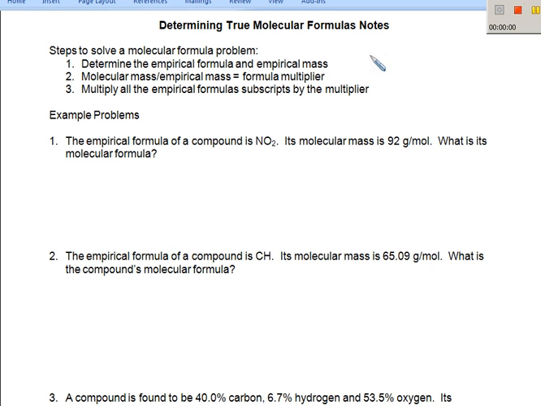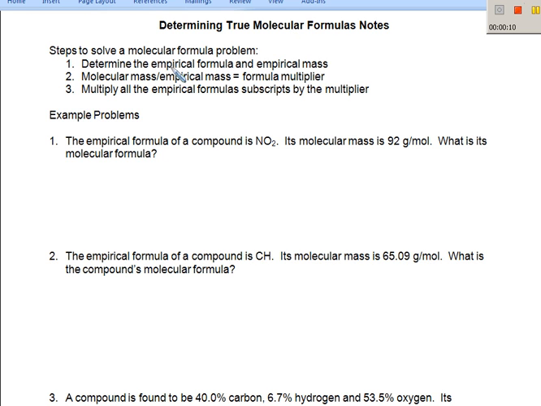This is Chapter 7, and we're going to be looking at determining molecular formulas. So here are the steps to solve molecular formula problems. In this case, you're going to be given some experimental data, and from that you have to determine the molecular formula. So here are your steps.